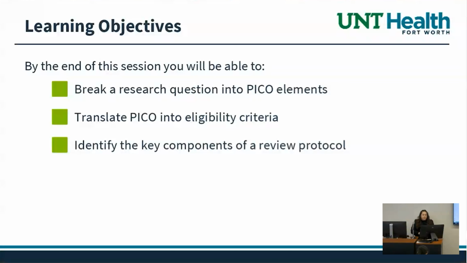By the end of the session, you should be able to write down your research question in PICO elements. That might be going over things you already know, but that's where we're going to start. Then translating that question to the eligibility criteria and identifying key components of your review protocol.